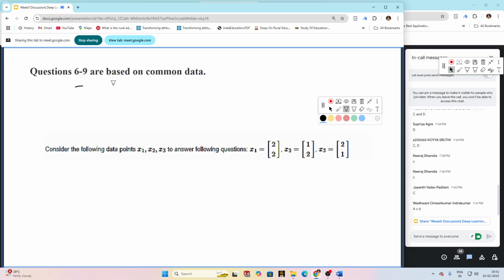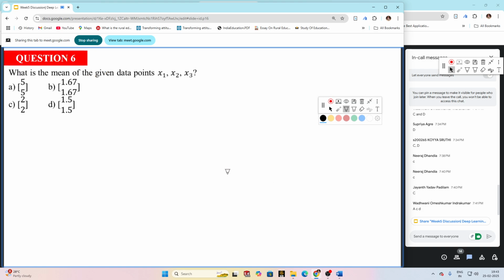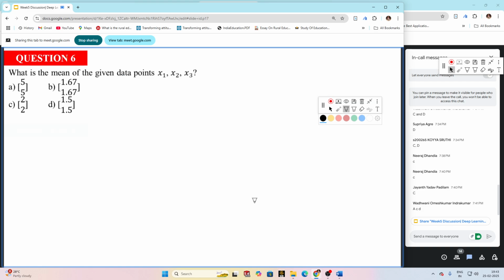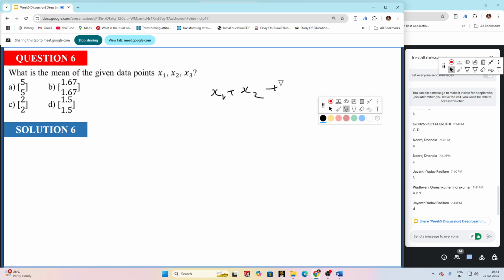Now questions 6 to 9 are based on this data. x1, x2 and x3 are three column vectors: x1 is (2, 2), x2 is (1, 2) and x3 is (2, 1). We have to answer questions based on this input. What is the mean of the given data points x1, x2 and x3? They are nothing but your data points. How can we calculate the mean? Mean is (x1 plus x2 plus x3) by 3.